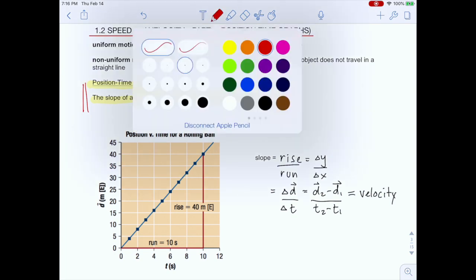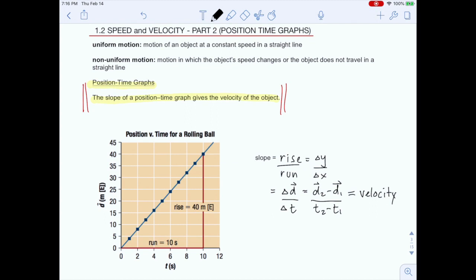So let's find the slope of this graph. We're going to use these 2 points, 0, 0, and 40 meters east and 10 seconds. So the slope of this line would be 40 meters east minus 0 over 10 seconds minus 0. Punch this into your calculator. You end up with 40 divided by 10. That's 4 meters per second east.